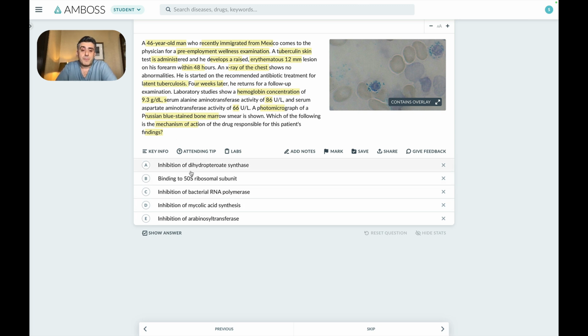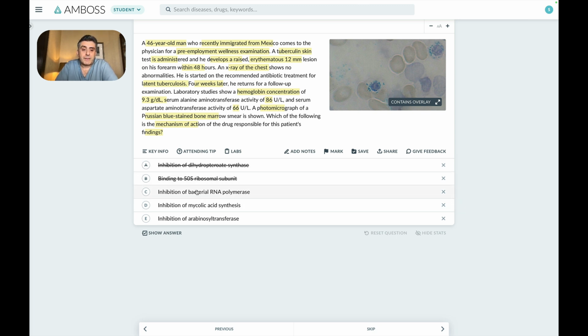So the first one is inhibition of dihydropteroate synthase. This, I know, is not involved in any of the RIPE regimen drugs that we talked about. So we knock this out. 50S. We mentioned this in a previous question about buy at 30, sell at 50. So maybe they're talking about macrolides here. And this is not related to, we don't give that for TB.